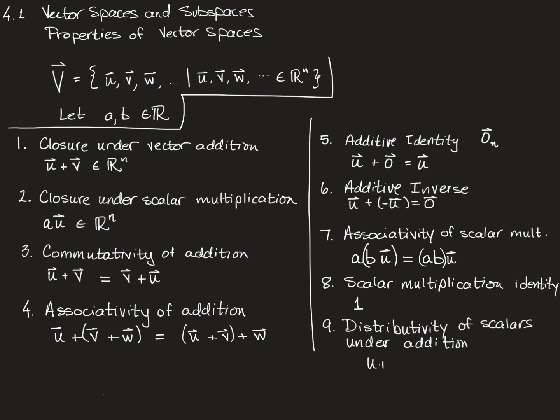If you take two vectors and add them together, the result will be a vector, right? u plus v is a new vector. If I scale that vector by a, or if instead I choose to scale vector u by a and vector v by a, and then add those two together, au will be a vector, av will be a vector, I'll get the same thing. This is the distributivity of scalars under addition.